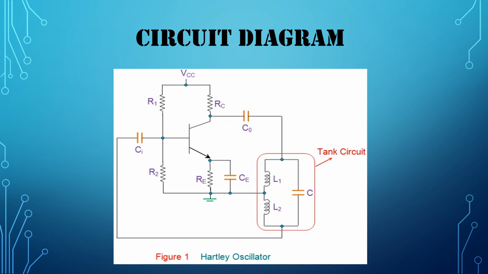So this is the circuit diagram of a Hartley oscillator. As you can see in the right bottom corner, there is a tank circuit which consists of two inductors in series, in parallel with the capacitor.